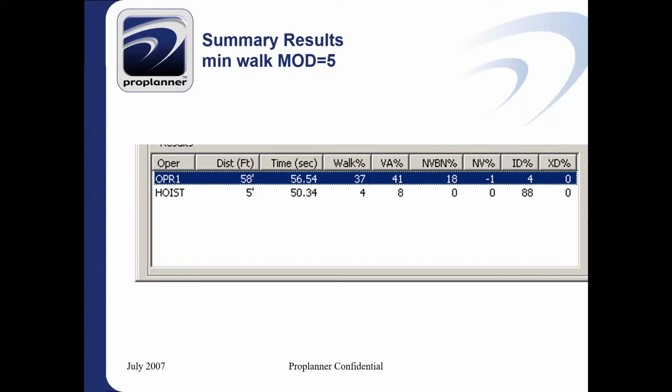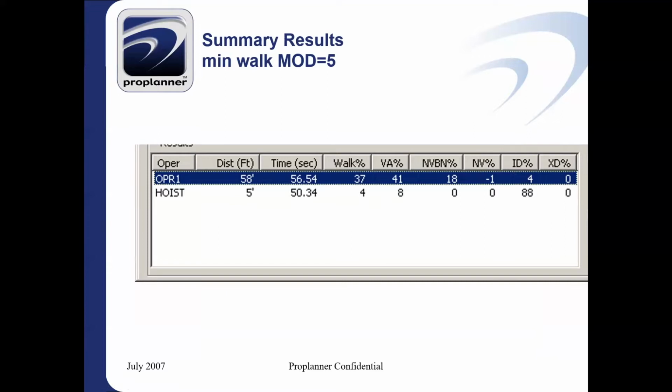So what we're going to be looking at here is we can see this operator here. We see that there's a walk distance for their total cycle. We have a total cycle time. What percent of time are they walking? What percent of the time are they doing value-added work? What percent of the time are they doing non-value-added but necessary work? What percent of the time are they doing non-value-added work? Okay, and this is a round off error on the -1 here. And then what percent of the time do they have an internal delay and what percent of the time do they have an external delay? That's what ID and XD mean.